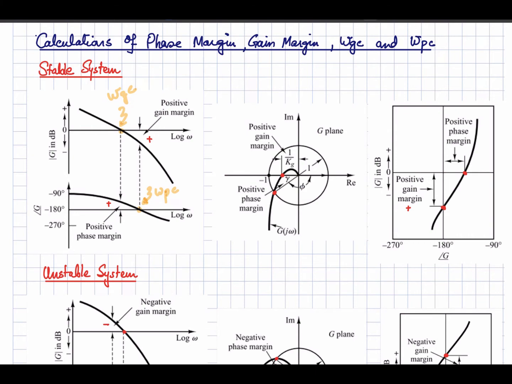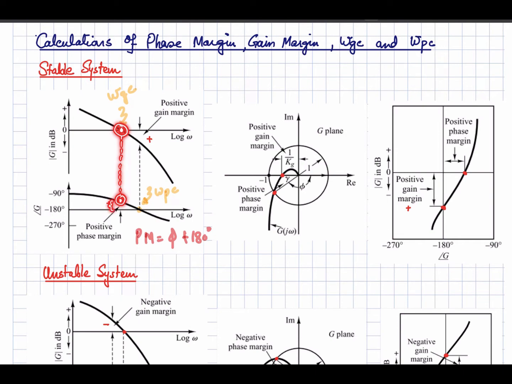So at gain crossover frequency, as you can observe over here, if your phase is above the minus 180 degree line, then this is said to be the positive phase margin. Because how do you determine the phase margin? Phase margin is equal to the phase of your system plus 180 degree at the gain crossover frequency, that is when the gain of your system becomes 0 dB. So at this point, this is the phase, right?